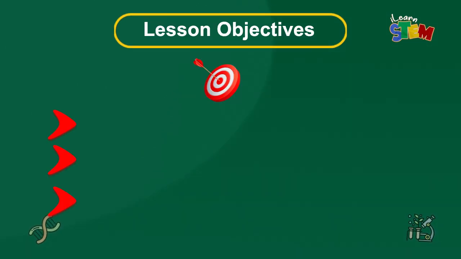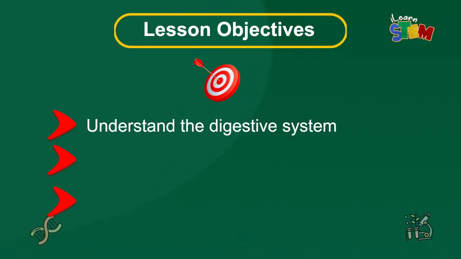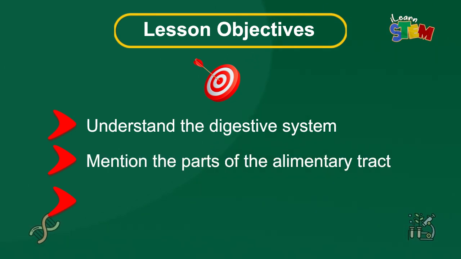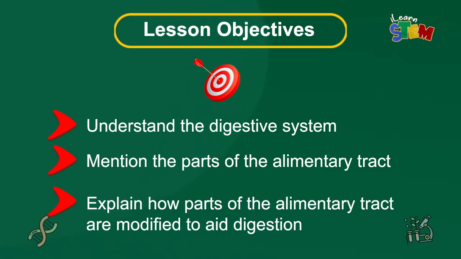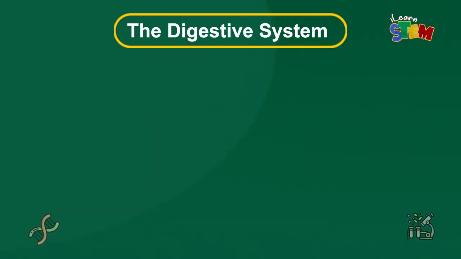By the end of this lesson, you should be able to: 1. Understand the digestive system. 2. Mention the parts of the alimentary tract. 3. Explain how parts of the alimentary tract are modified to aid digestion. Are you ready? Let's dive into the fascinating world of the alimentary tract.